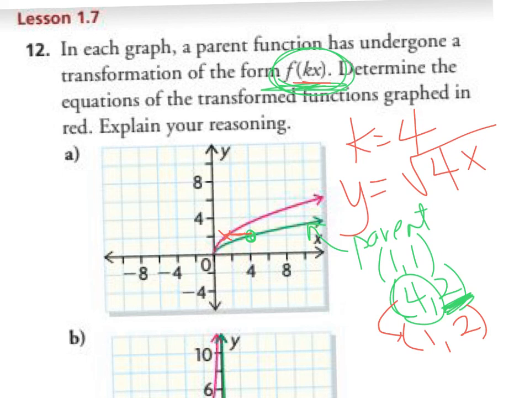Now the book is using language like by a factor of 1/4. That's because we have to divide by the 4. So that's why they say it is a horizontal compression by a factor of 1/4, because we divided by k. So if you want to get used to the language that's in the book. But I'll just tell you that k equals 4. We divided all of our x values by 4 to get the new red function.